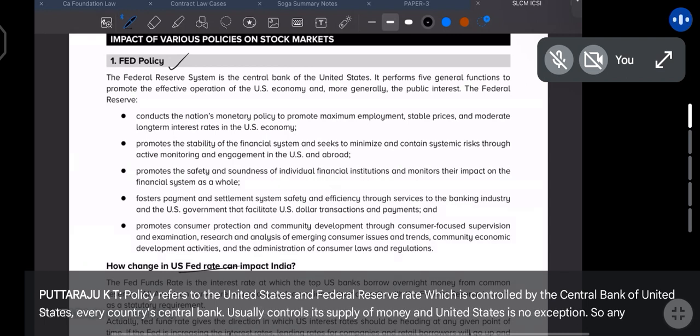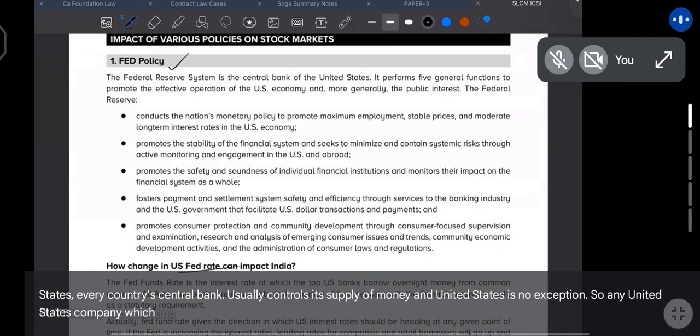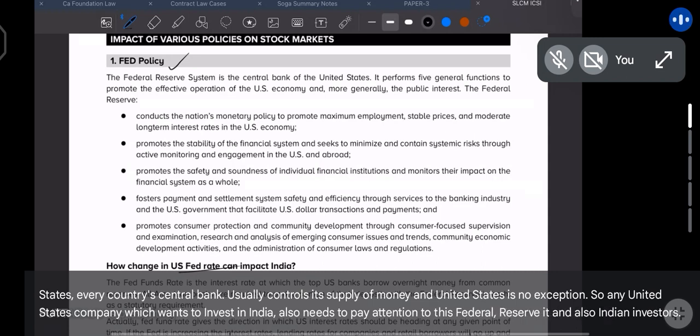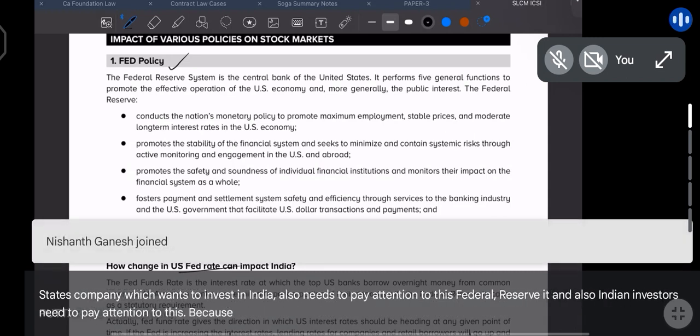So any United States company which wants to invest in India also needs to pay attention to this Fed Reserve rate, and Indian investors also need to pay attention to this, because this will create what type of risk for Indian investors?